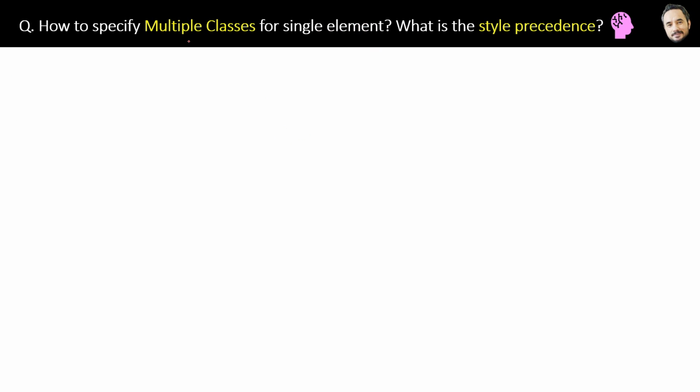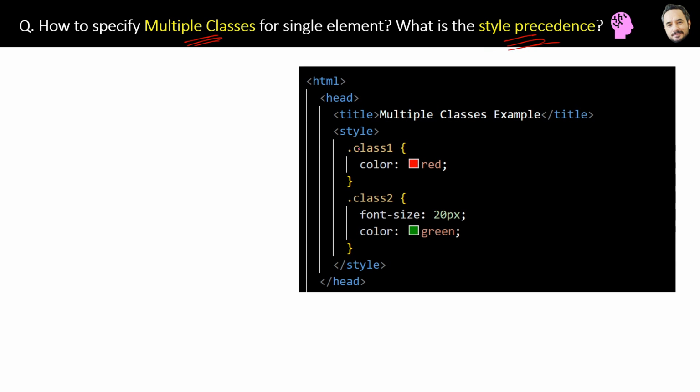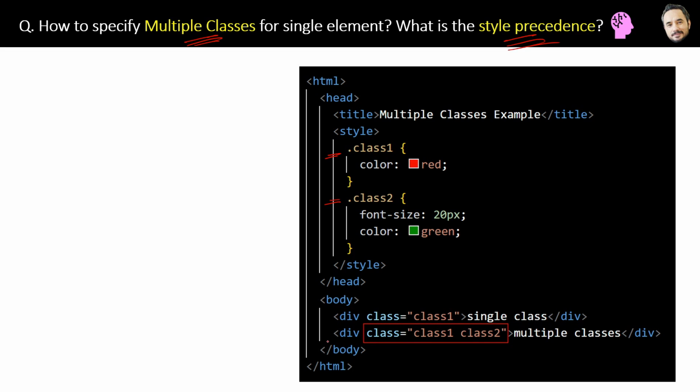How to specify multiple classes for a single element? What is the style precedence? Okay, now here is the code. You can see two classes. And how do you apply both of these classes to one single element? Here is the simple implementation: simply add a space separated list of class names within the class attribute. And now both the class styles will be applied to the div element.